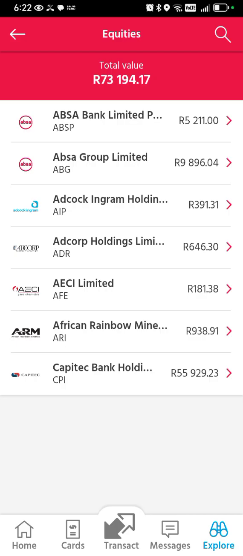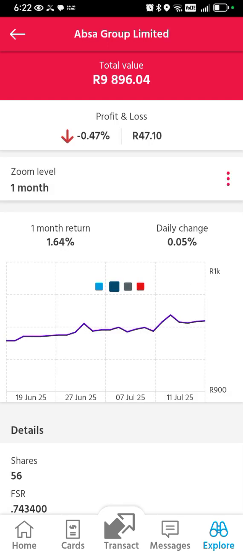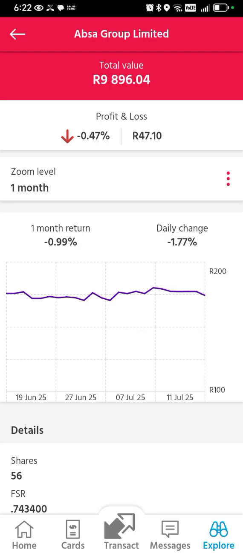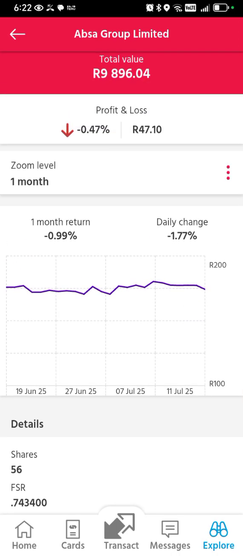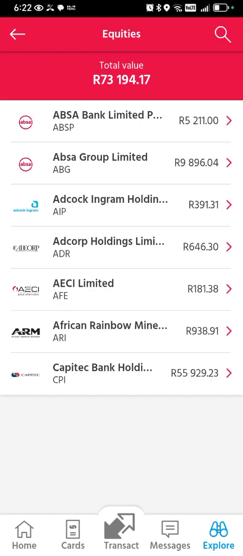Then we press this arrow there to go back, and then there's this Absa Bank Limited, and I've invested also in Absa. You see this one has a loss, like 47 rand loss. I invested 9,000. So you need to invest in different companies, but then you don't lose a lot with shares. See here, I bought 56 shares, and the loss is minus 0.47. So the risk is minimum with shares, but it requires a lot of money. It requires a lot of money because you need to buy a lot of shares, the way I see it.